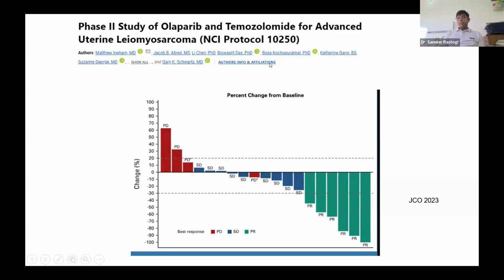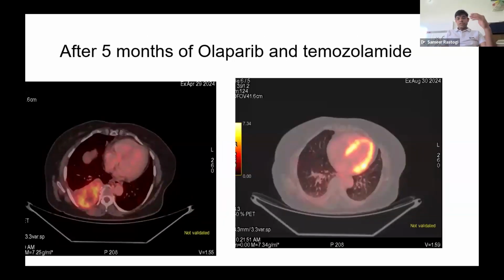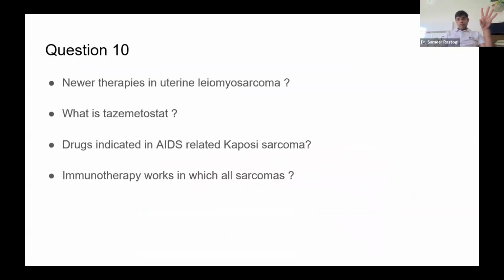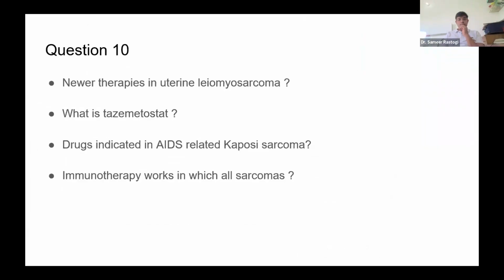After multiple lines, you give olaparib plus temozolomide, and there's a 27% response rate. So it's a beautiful waterfall plot. And this is one of our patients who took olaparib plus temozolomide, complete response after almost all lines. So this is a new therapy. If you have a person with uterine leiomyosarcoma, you should expose them to a PARP inhibitor. And even mutation is not required, because whole exome sequencing is required, which is very difficult. So 27% in unselected population.